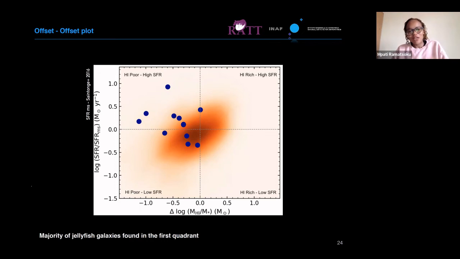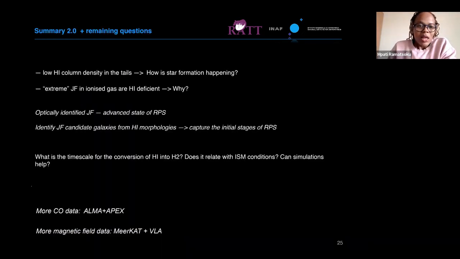But we still don't have CO data for this. So we think that once we add in CO data, we're getting APEX data for this, which is already in the process of being reduced, we think that once we have this APEX data, these galaxies will move from this quadrant and sort of lie here with the rest of the population. We don't know yet. But now to wrap up for real, summary 2.0, and some of the remaining questions that we still have.